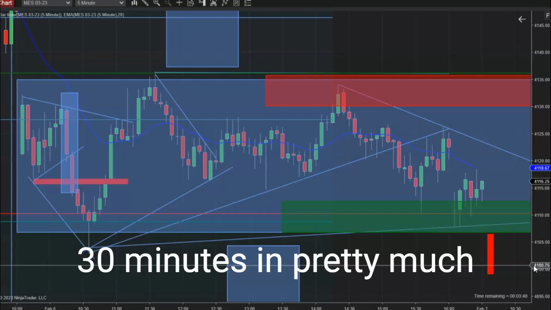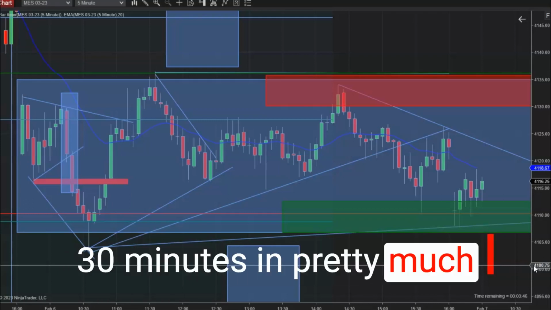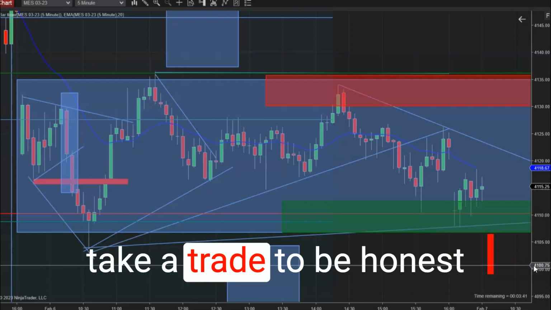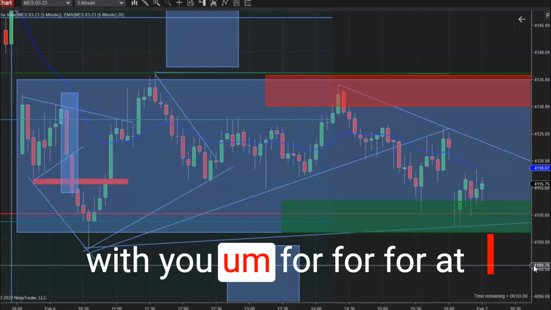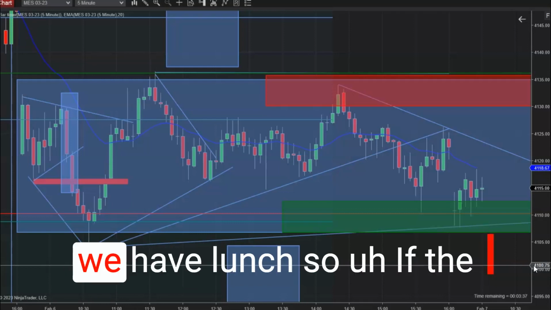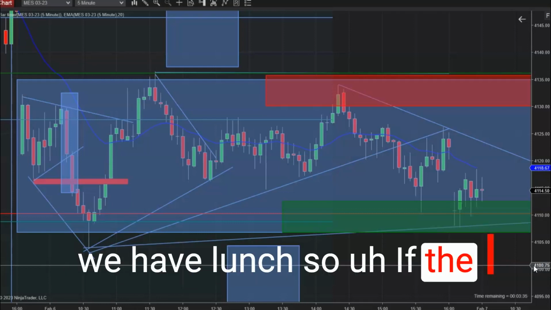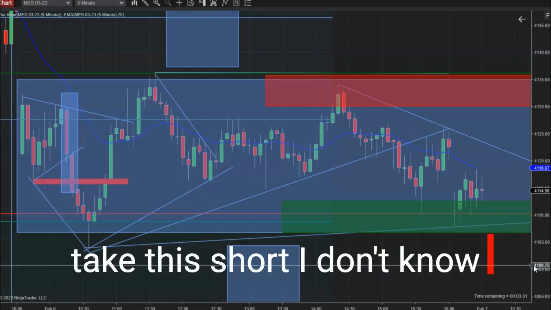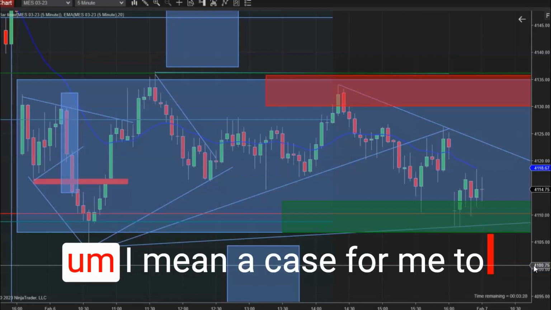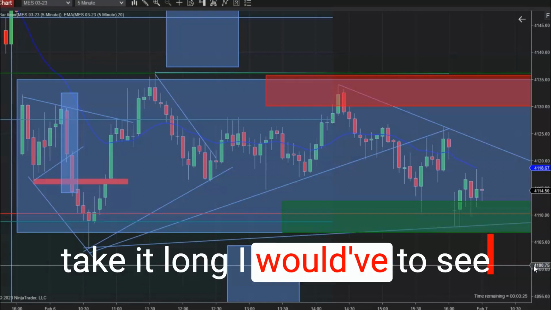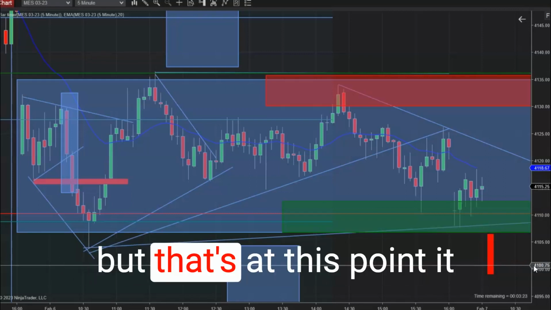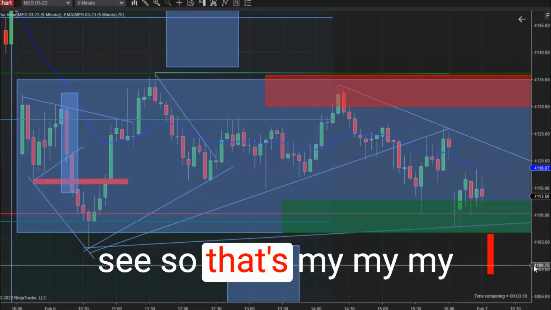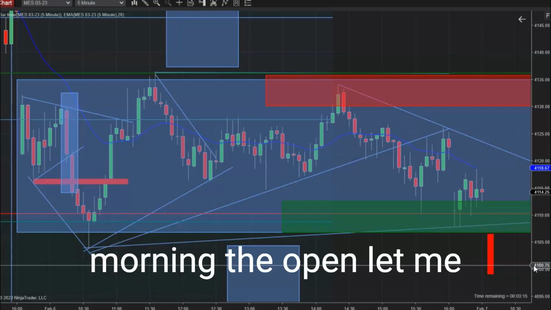But just having the patience to sit here. Here we are, 30 minutes in pretty much, and I haven't taken a trade, and I'm probably not going to take a trade, to be honest with you, for at least a couple of hours. Then we have lunch. So if the market resolves itself one way or the other in the next couple of hours, I'm willing to take this short. For me to take it long, I would have to see really big buying pressure, but at this point, it doesn't look like it's going to happen, but we'll see. So that's my morning, the open.